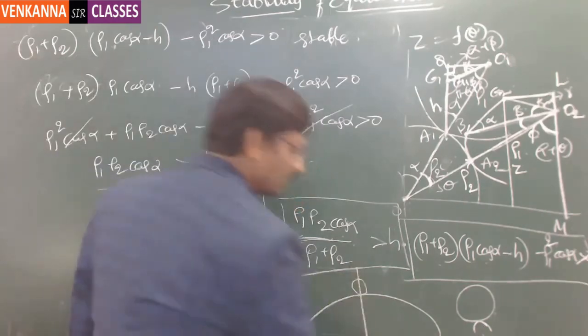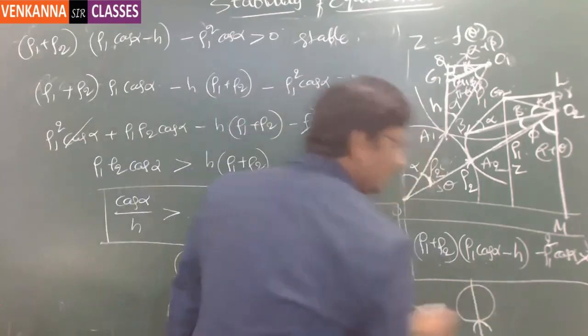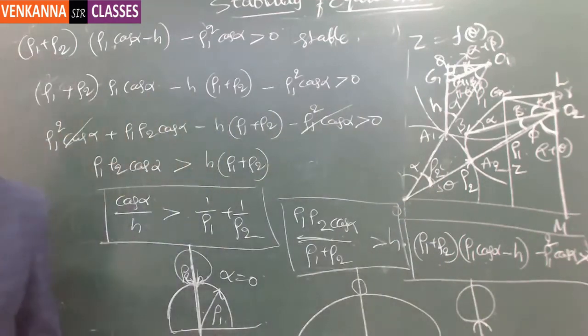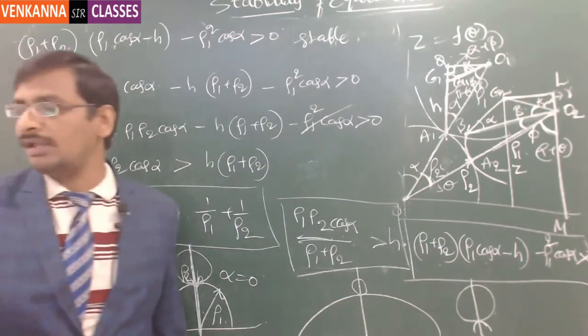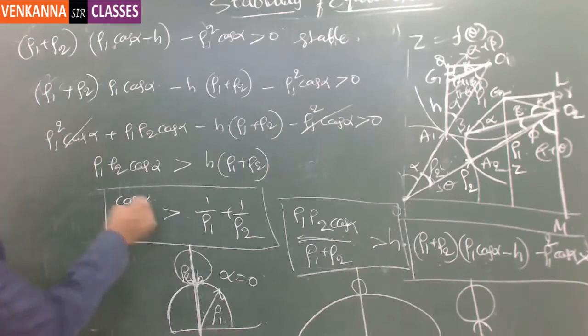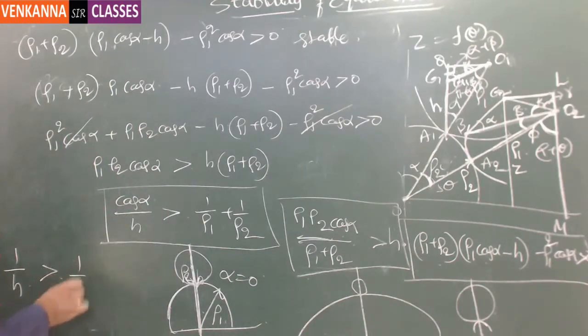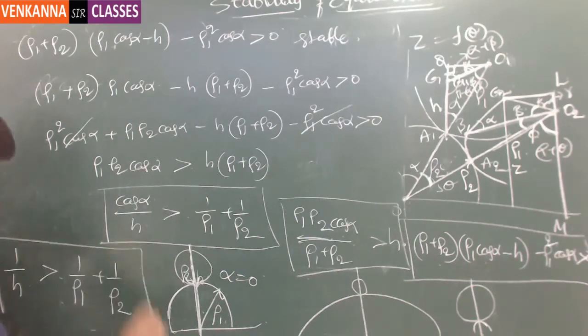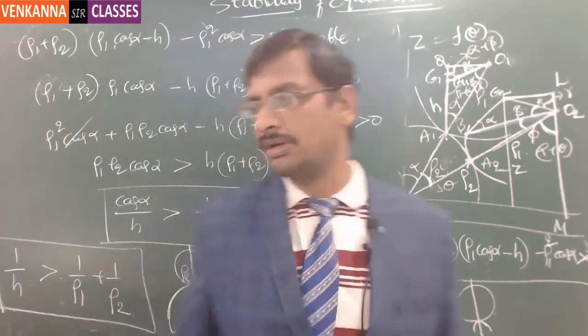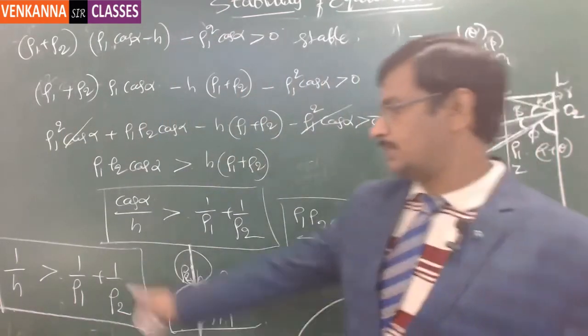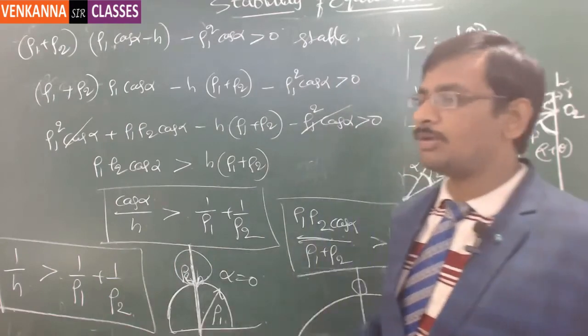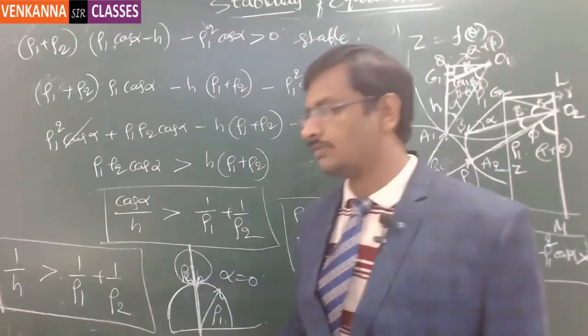Now initially, this is the vertical line and this is the common normal line. This common normal line is making an angle of 0 with the vertical. That means cos alpha equal to 0. Then the simple condition is 1 by h is greater than 1 by rho 1 plus 1 by rho 2. So this is the condition which will decide whether the equilibrium is stable or not. Got it or not? This is as simple as this. And all the problems we are going to solve are based on this particular formula.